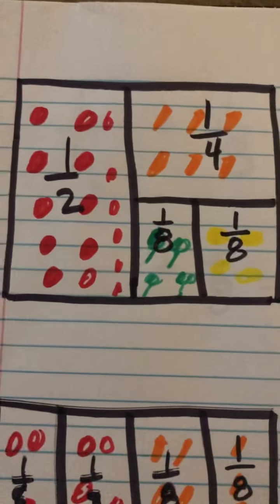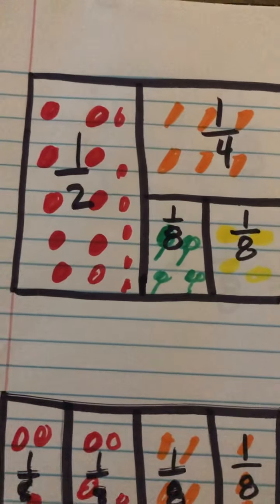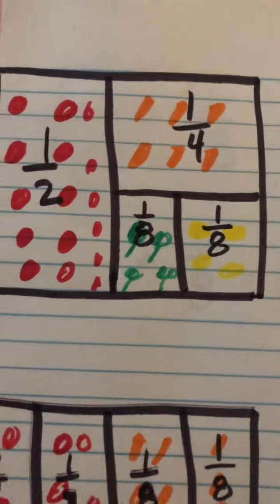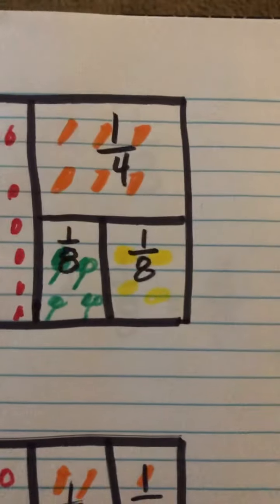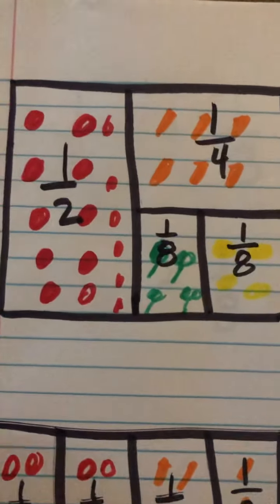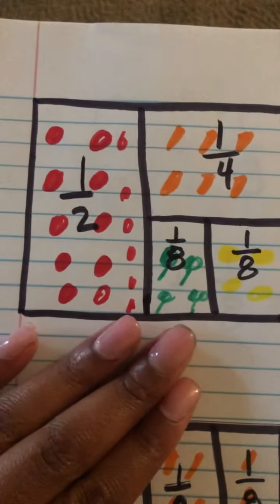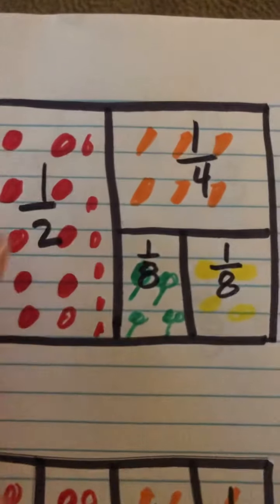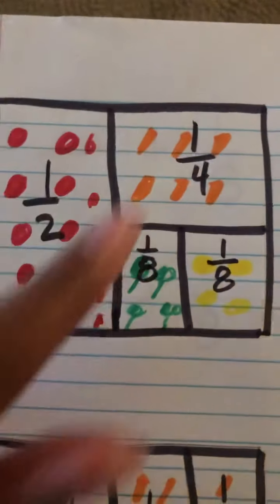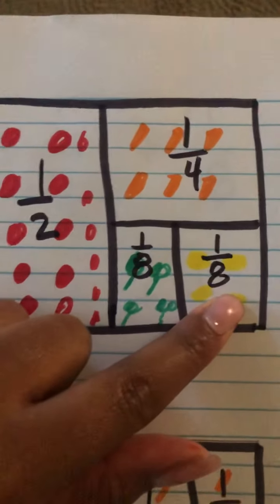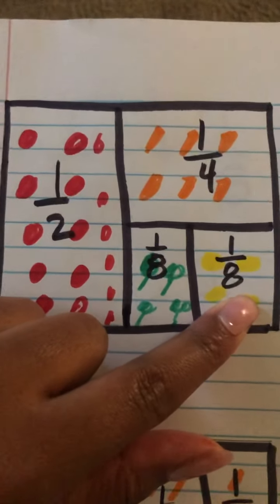All right, guys, so this week we're working on separating the garden. I know you guys have already done this, but we're going to do a review because this was earlier in the year. So we're still going to do these pages, okay? So you have a garden that looks like this. One half of the garden is tomatoes, 1/4 of the garden is carrots, 1/8 of the garden is broccoli, and then 1/8 of the garden are yellow peppers.